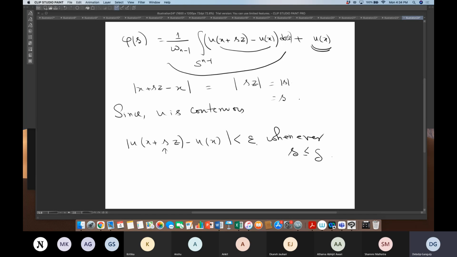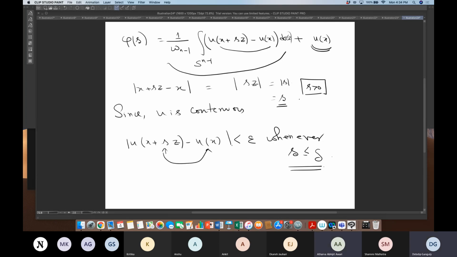Because the distance between these two points, x and x plus sz, is nothing but s. So if I make s arbitrarily small, because s is positive, for some positive s it sits inside the domain, then for any small s it will definitely be inside the domain. So I have taken s to be very small. So for any epsilon, I can always find a delta such that whenever s is less than delta, we have this less than epsilon. Is that clear? Yes or no?